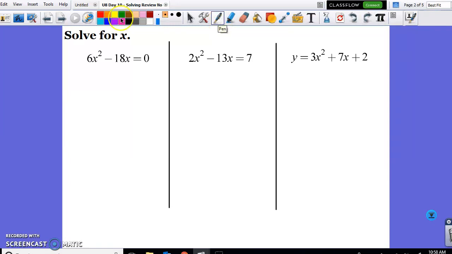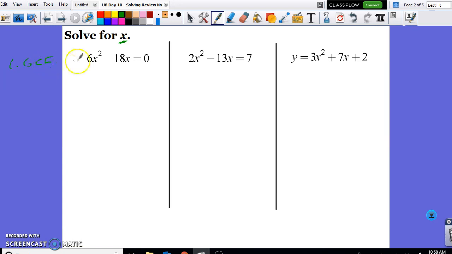Okay, in this video we're going to review Unit 8 topics, and the first topic we will review is solving by factoring. I want to solve for x, which means I want to know what value of x will make this equation true. And we go through the factoring algorithm, which means I first look for a greatest common factor. So the first step, look for a greatest common factor.